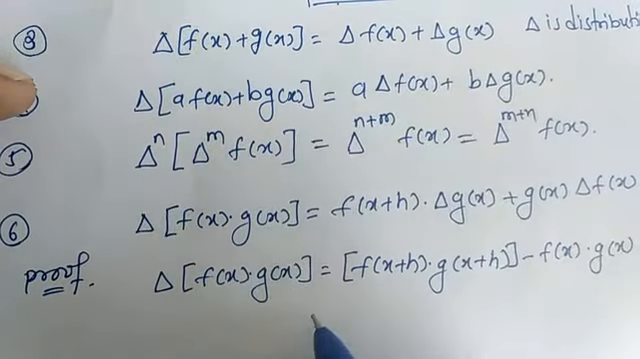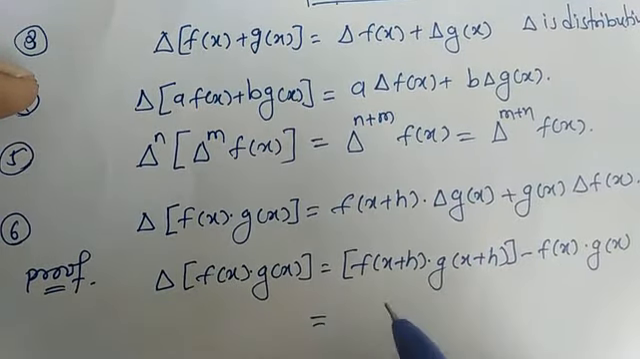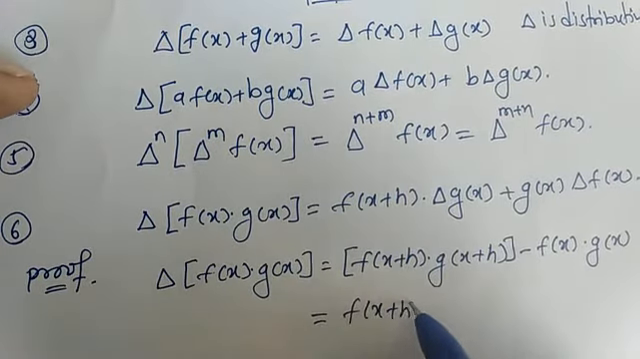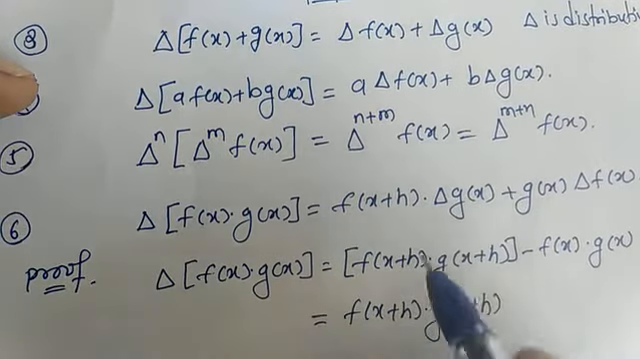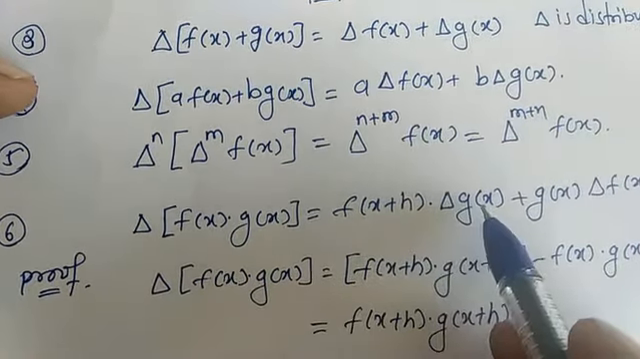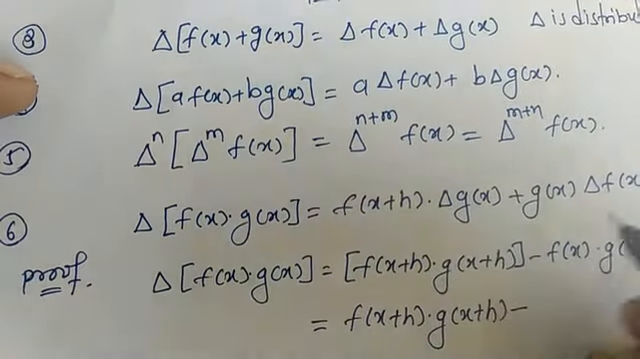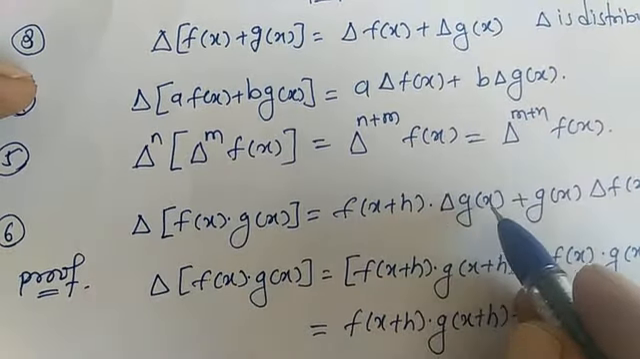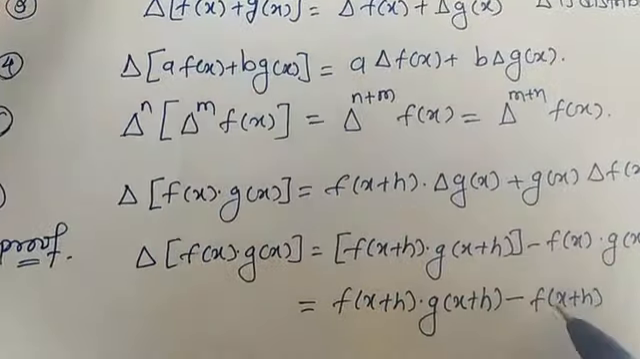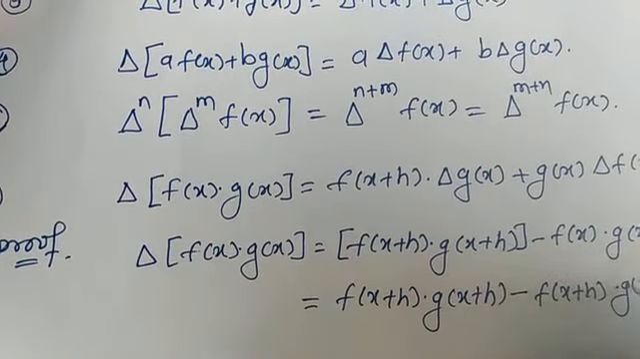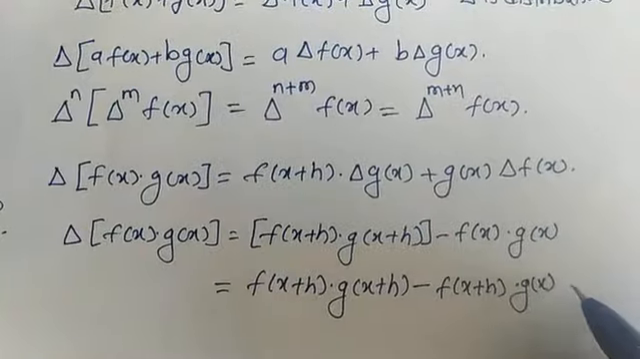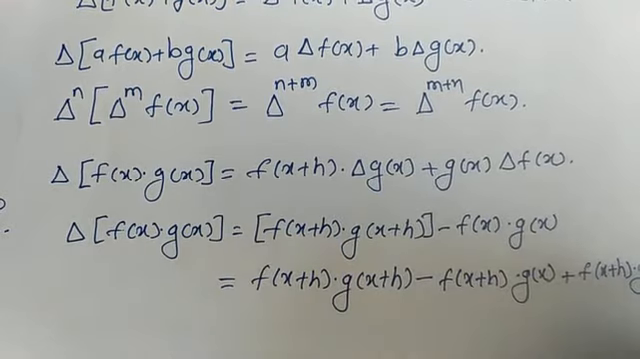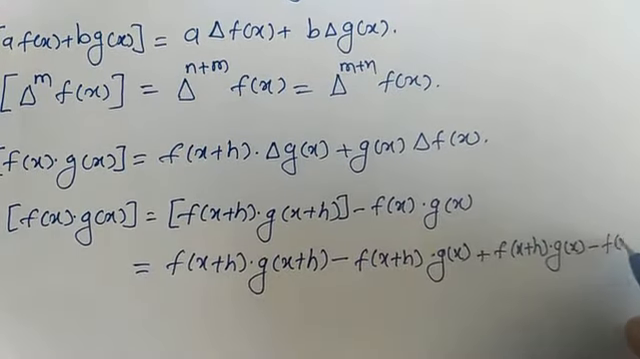Here we multiply and add terms. The first term as it is, f(x+h)g(x+h). We want here f(x+h) Δg(x), so we take f(x+h) common, and here we require Δg(x). So we make an adjustment: minus f(x+h)g(x), plus we have to add this term again, f(x+h)g(x) minus f(x)g(x).